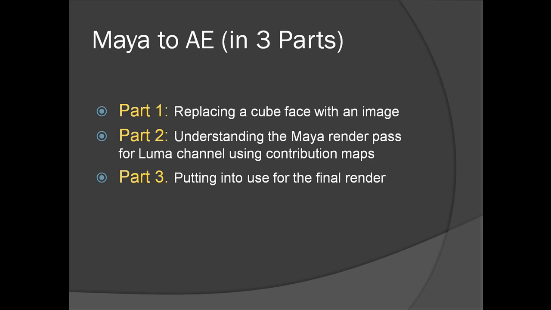export again the camera information, locator information, and the Luma channels. How do we export Luma channels using contribution maps in Maya, and how do we get back to After Effects, etc. So once we have part 1 and part 2, then we'll go to part 3, which will be the final part, where we'll finally make the sequence that I'm showing here.